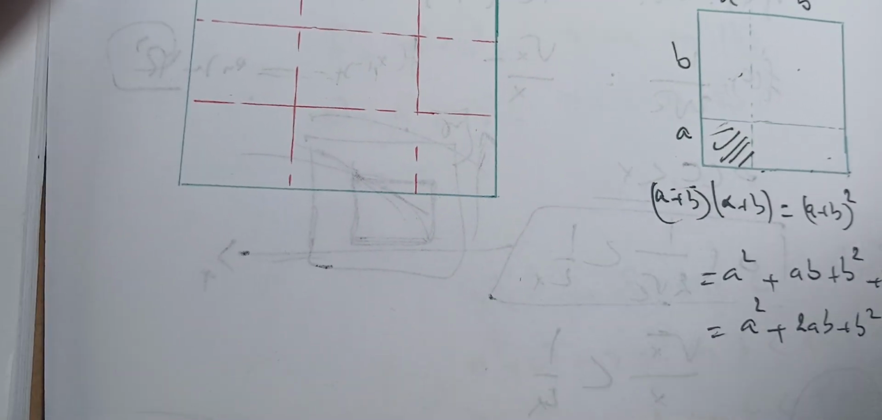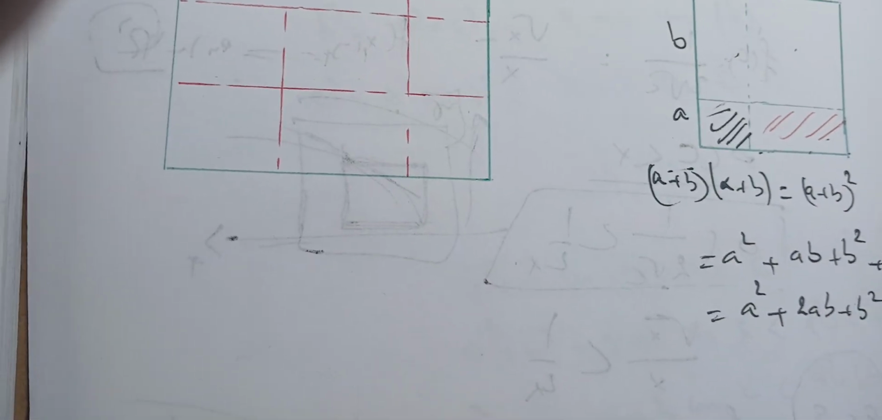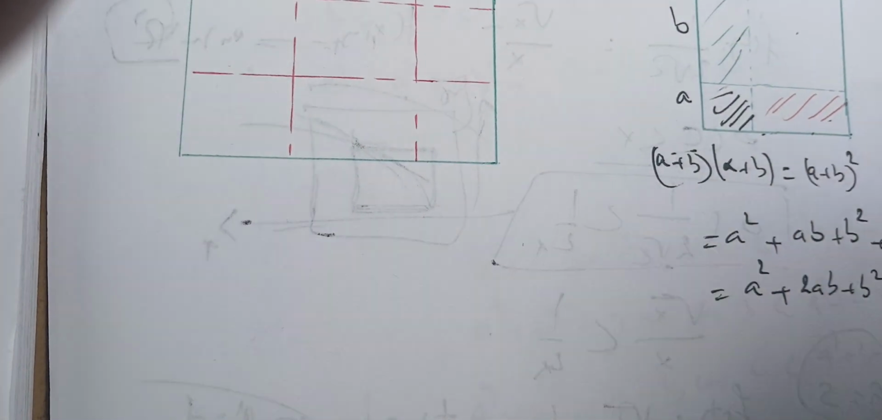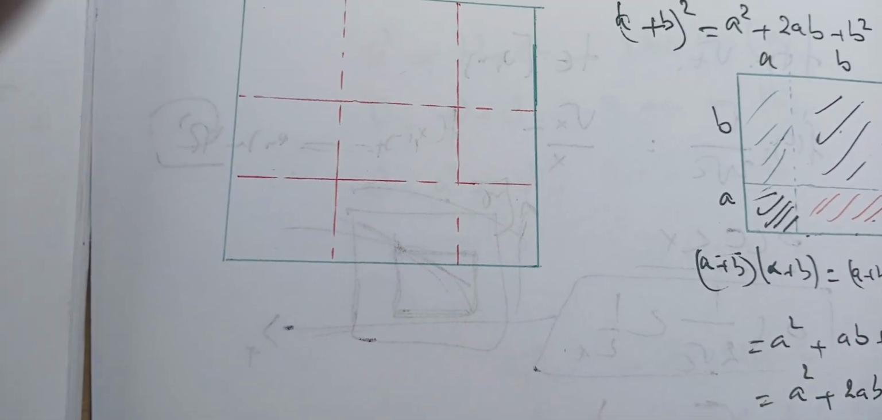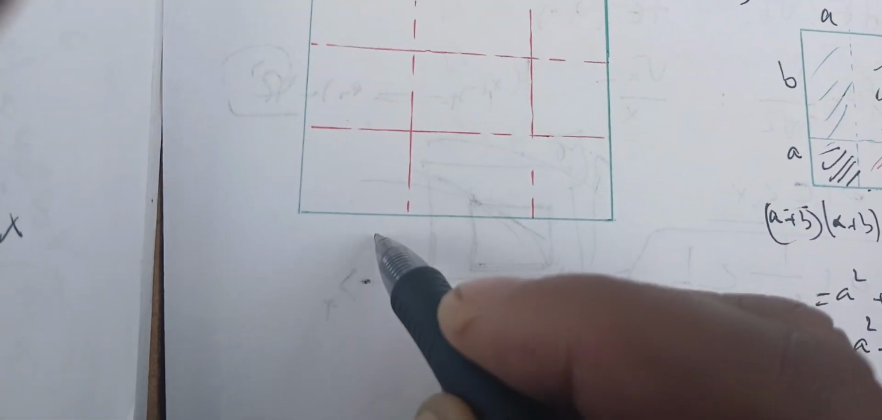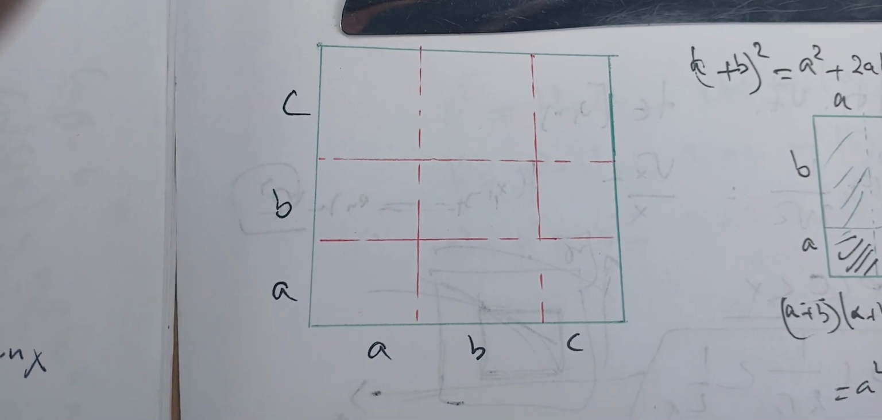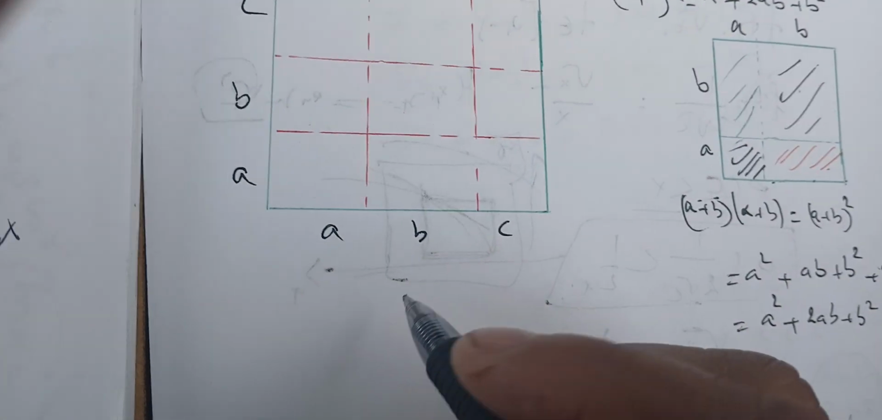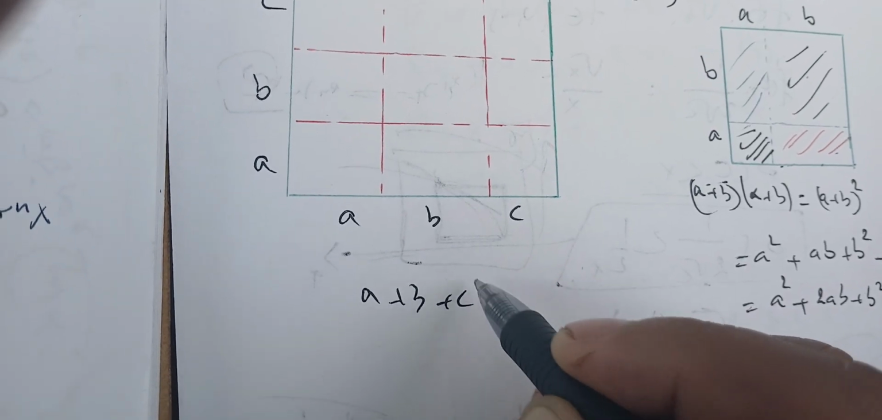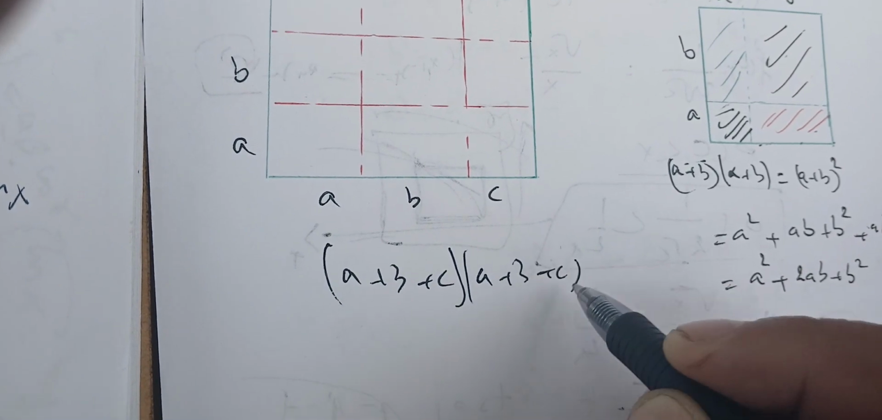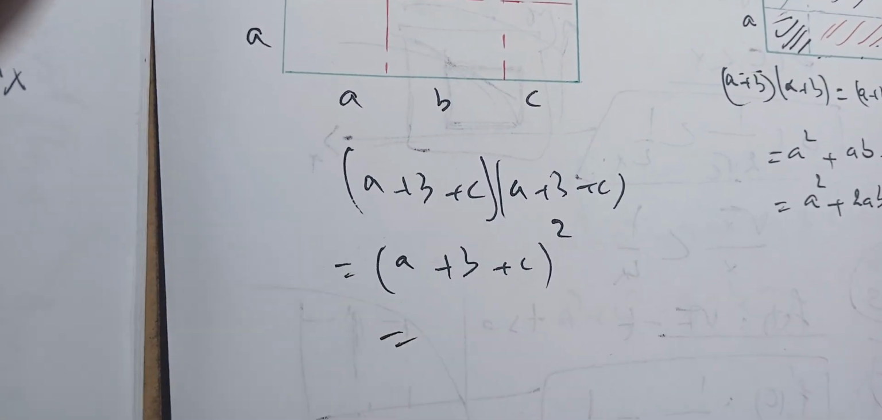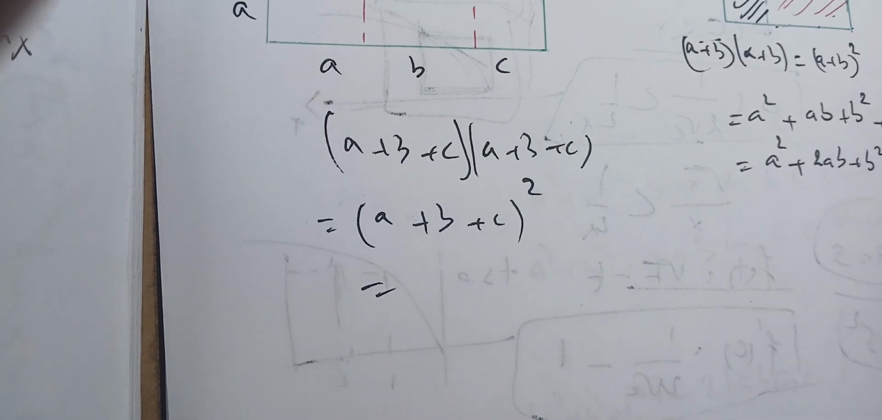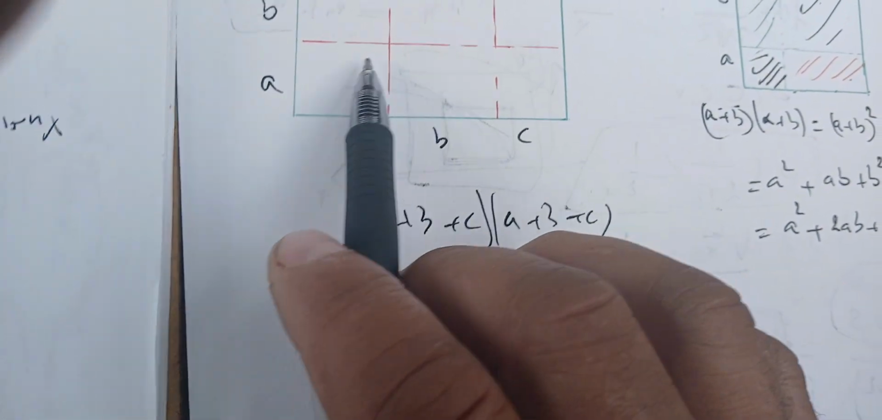Notice that we had to add these areas. We added this one, after that we added this one, and after that we added this one here. Now we're going to see what we can do if we have a, b, and c. What's the area in this case? The area is given by (a plus b plus c) times (a plus b plus c), which we can write using the exponent as (a plus b plus c) squared.